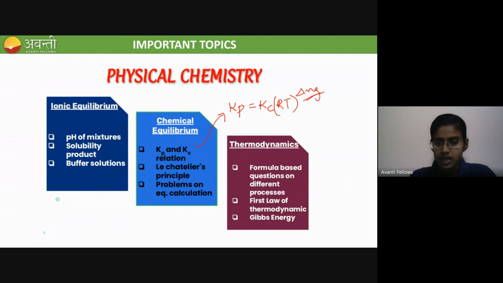Then the first law of thermodynamics is very, very important. Okay, delta U is equal to Q plus W formula. First law of thermodynamics problems are very important. And Gibbs free energy, delta G is equal to delta H minus T delta S. So this is again an important topic. You will not get the question straight away, but you have to concentrate more and practice more questions on this.